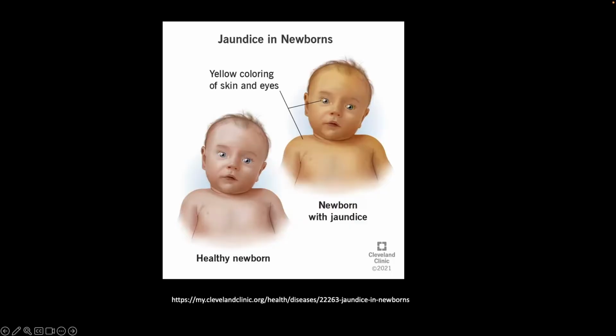Moving on to neonatal jaundice. So as you can see here, jaundice is yellow coloring of the skin and eyes, and you can see a healthy newborn versus a newborn with jaundice here.